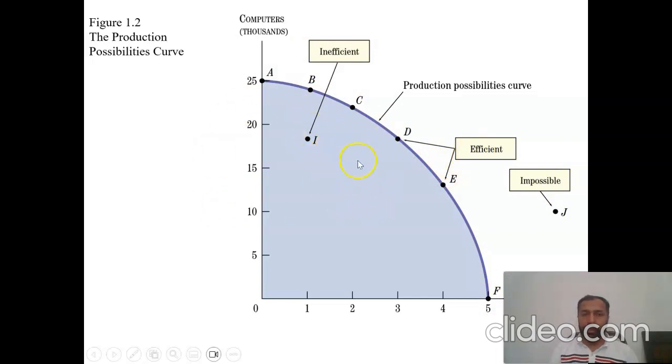So let me summarize it again. Points below the PPF are achievable but inefficient. Points above the PPF like J are not attainable, not achievable, they are impossible. However, points along this line are achievable as well as efficient.